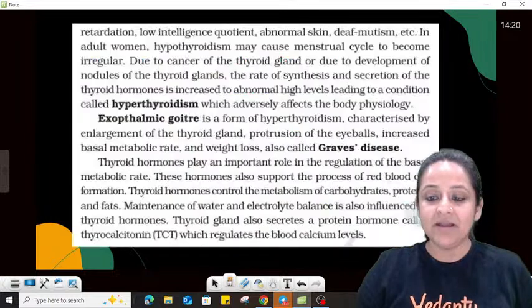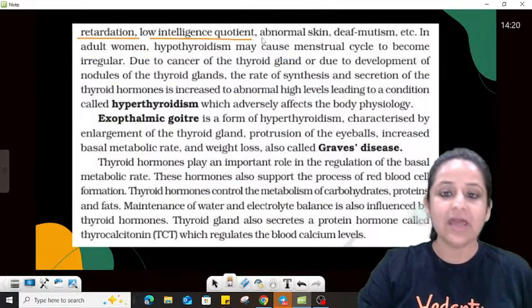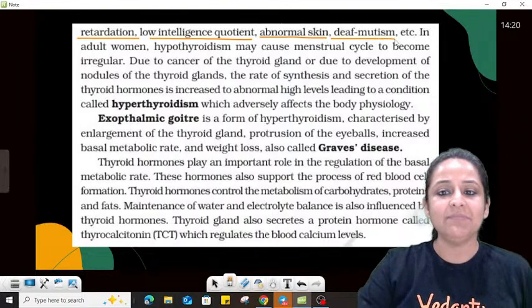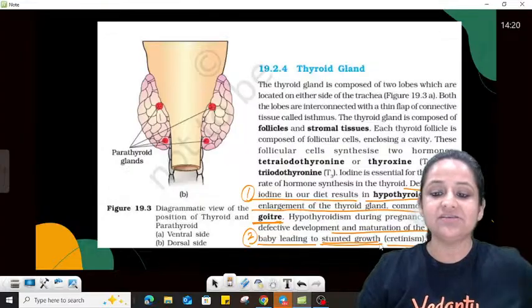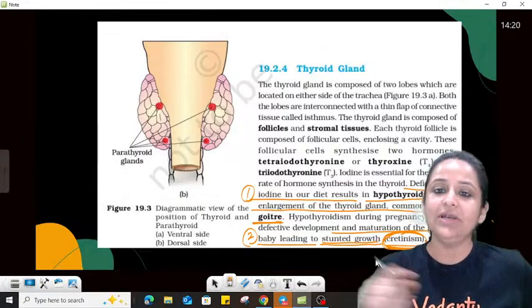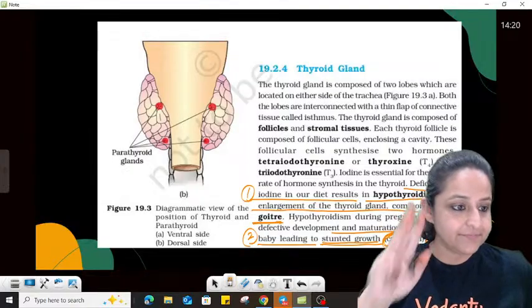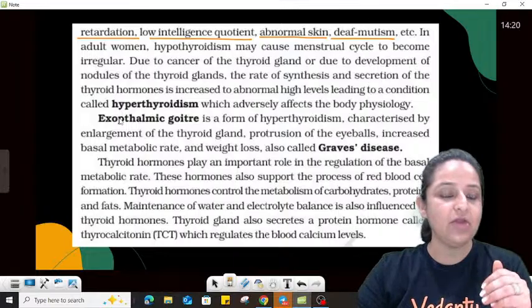There will be mental retardation, low intelligence quotient, abnormal skin. The child can be deaf or mute. So this problem is called cretinism. Okay, this is called cretinism. Third, in the case of females, this is all about hypothyroidism.